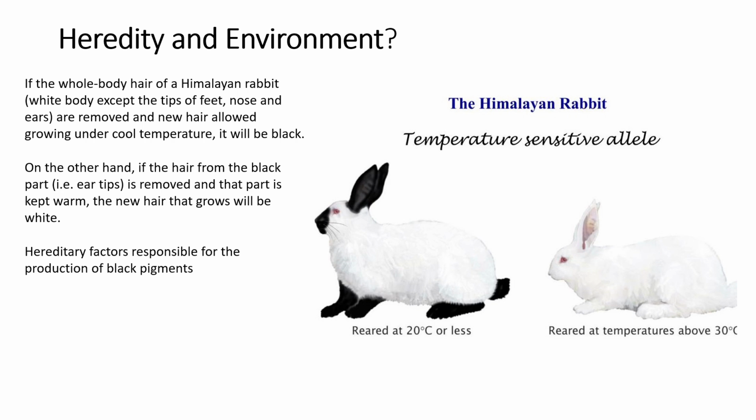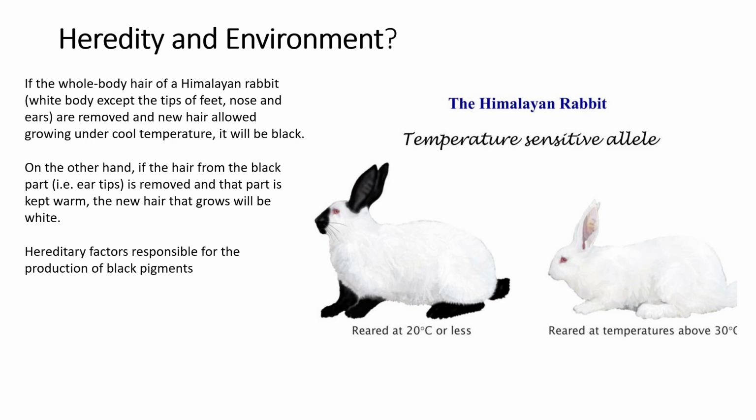So there is an example of the effect of environment on the heredity. For example, Himalayan rabbits are temperature sensitive. If the whole body hair of the Himalayan rabbit, which is white except the tips of the feet, nose and ears, is removed, and new hair is allowed to grow under cool temperature, it will be black. So here you can see, this is reared at 20 degrees centigrade or less, while this is reared at 30 degrees centigrade or more. So lower temperature tends to blacken the tips of the feet, nose and ears of the Himalayan rabbit.